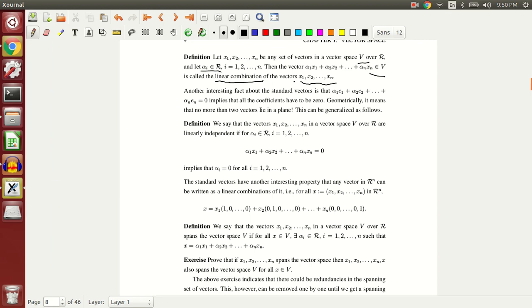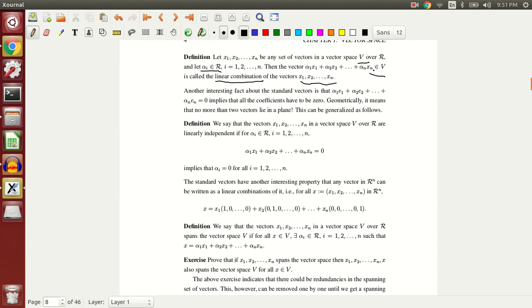Another interesting fact about standard vectors is that alpha 1 e1 plus alpha 2 e2, e1 and e2 here being standard vectors, implies that all the coefficients have to be 0. Taking the fact that the additive resultant of all these vectors belongs to vector space V, and if these vectors happen to be standard vectors, then the sum ought to be 0. It's an interesting way to look at it.